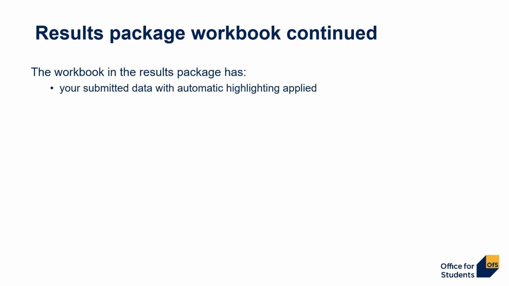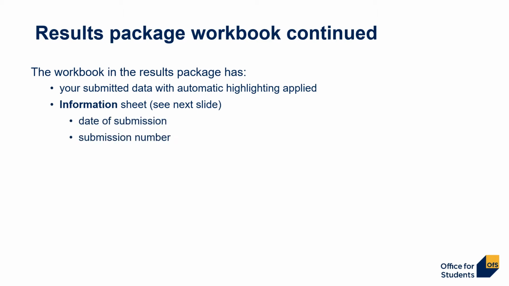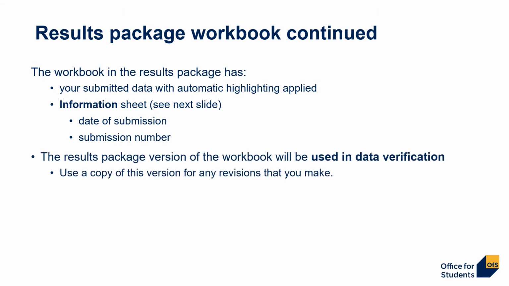The results package zip file contains a version of your workbook with your submitted data and automatic highlighting applied to some of the tables. You'll find that some information will have been added or amended on the information page. We'll see this in a moment, but basically we add the submission date and a submission number. This workbook from the results package will be the one that we use for data verification, so you should download the results package to a safe place accessible to all that are likely to need it, and use a copy of this for any revisions that may prove necessary.